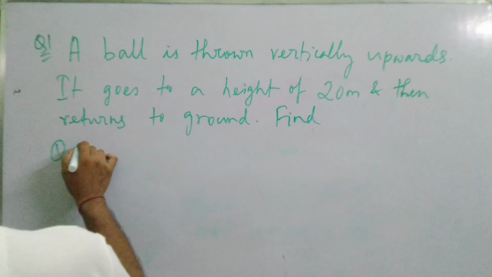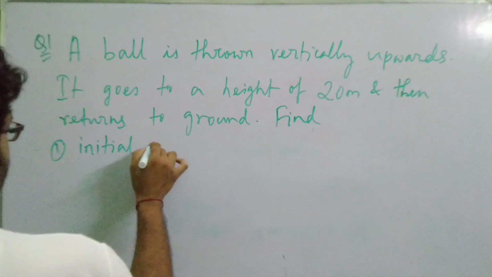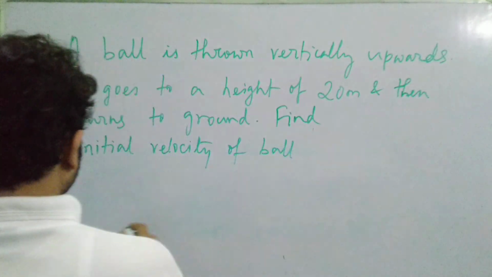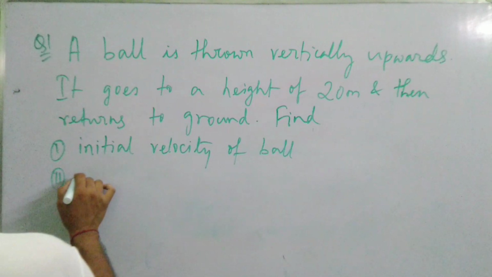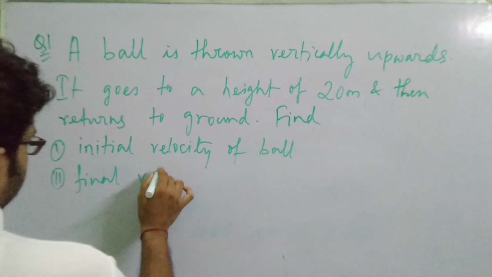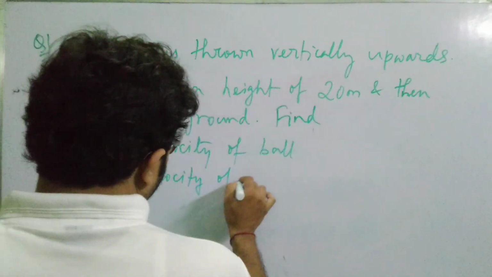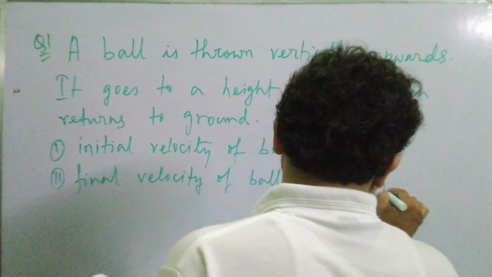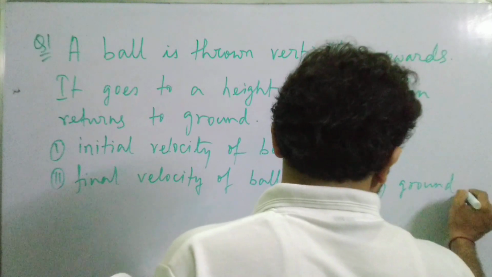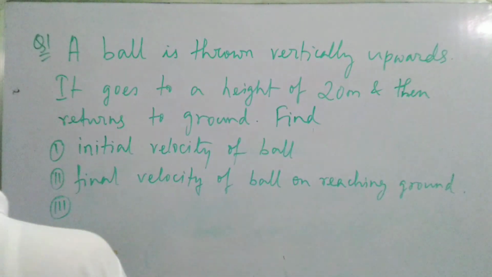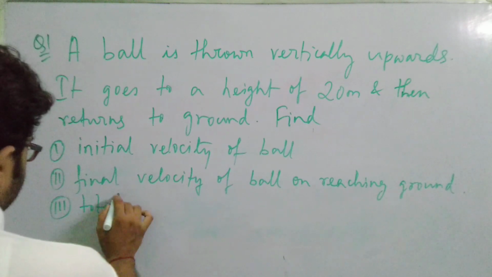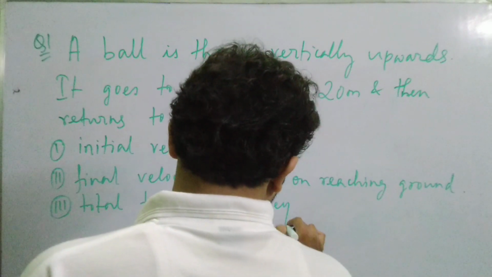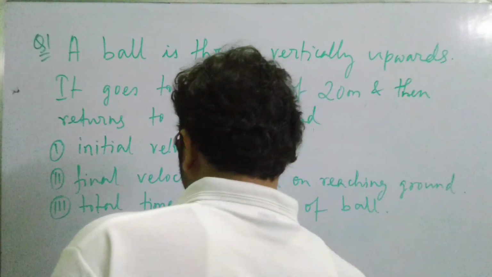Subpart 1 says the initial velocity of the ball. Subpart 2 says the final velocity of the ball on reaching the ground. And the third part asks about the total time of journey of the ball. So these are the things that have been asked in the question.